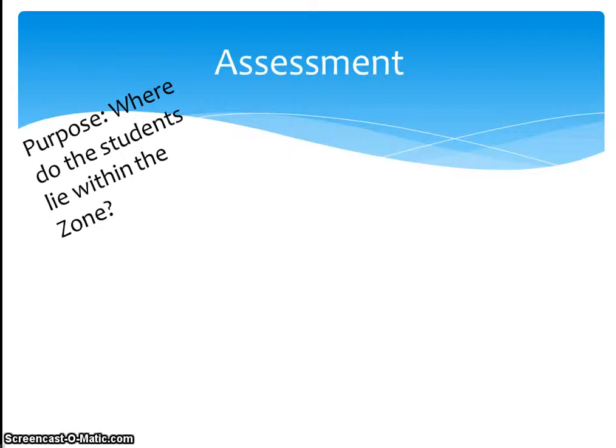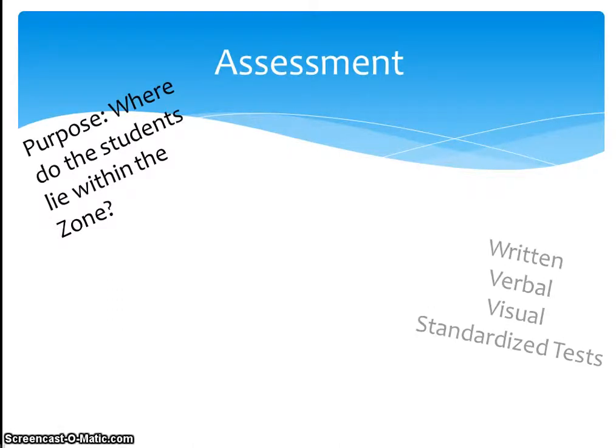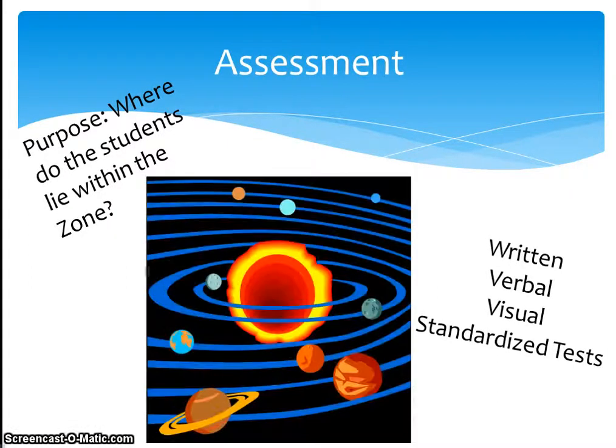Assessment. We must assess to see where our students are within the zone of proximal development. There are different ways we can assess. For example, if I teach a lesson on the planets, I could assess the students with a written or oral exam to see where they lie with the knowledge of the concept. Also, you could do one-on-one assessment. Another common assessment is standardized tests. When the results come in, they compare one student to all other students to see where they lie within the zone.